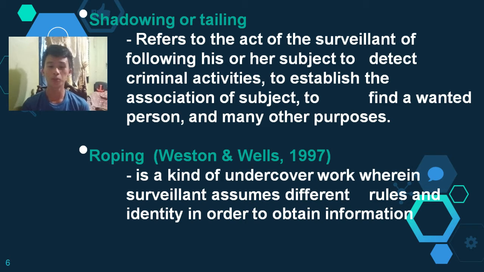Next, we have roping, from Winstone and Wills in 1997. It is a kind of undercover work wherein the surveillant assumes different roles and identities in order to obtain information. In roping, the person disguises to cover his or her identity as an investigator or agent, because he or she wants to investigate a person, so that the person will not notice the investigation.